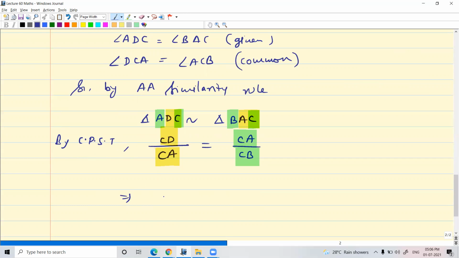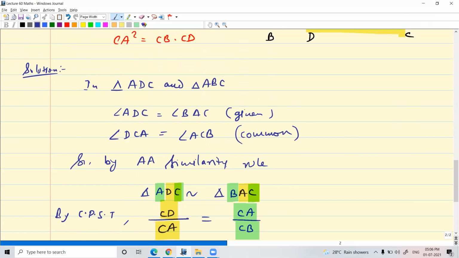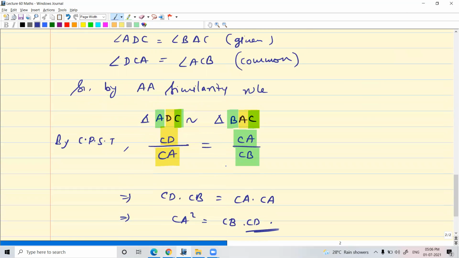Then we can rearrange, write it like CD into CB is equal to CA into CA. So which we can write as CA square is equal to CB into CD. This is what they wanted us to write.